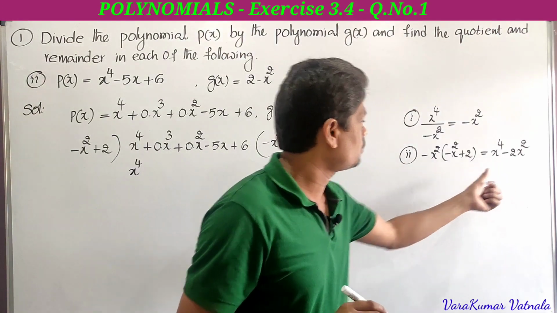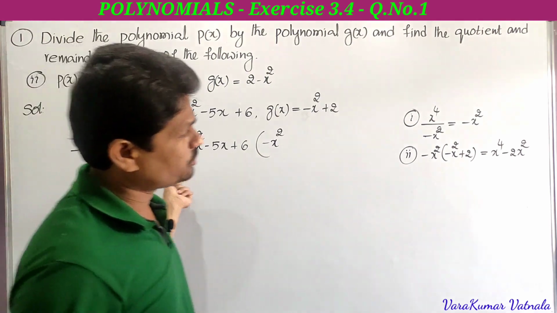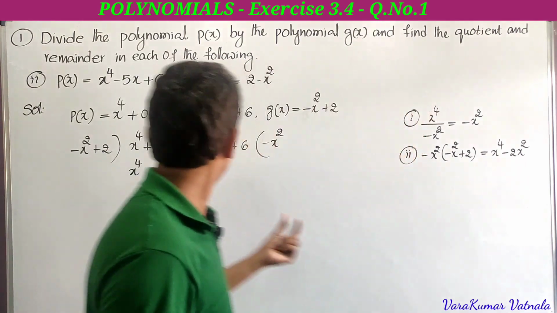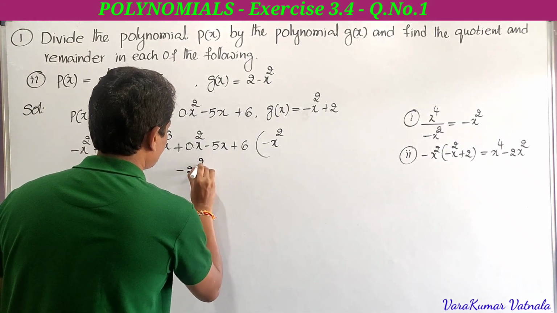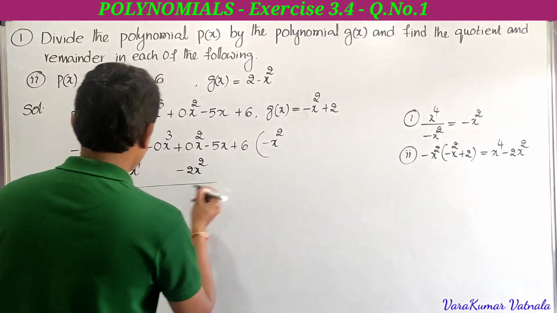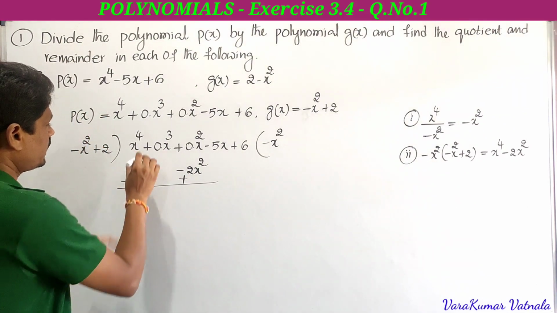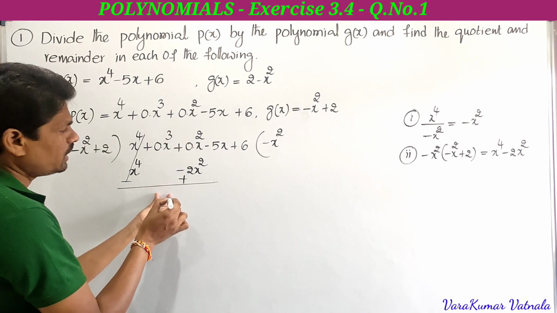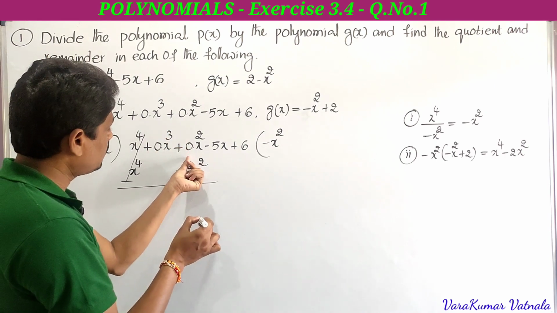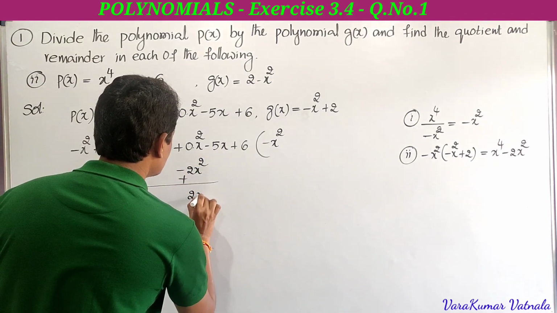There is no x cube term here, so leave this space blank. Here minus 2x square is there, write minus 2x square. So now subtract, so minus becomes plus. X to the power 4 minus x to the power 4 gets cancelled. Here 0 into x cube, we need not write. So 0x square plus 2x square becomes 2x square.